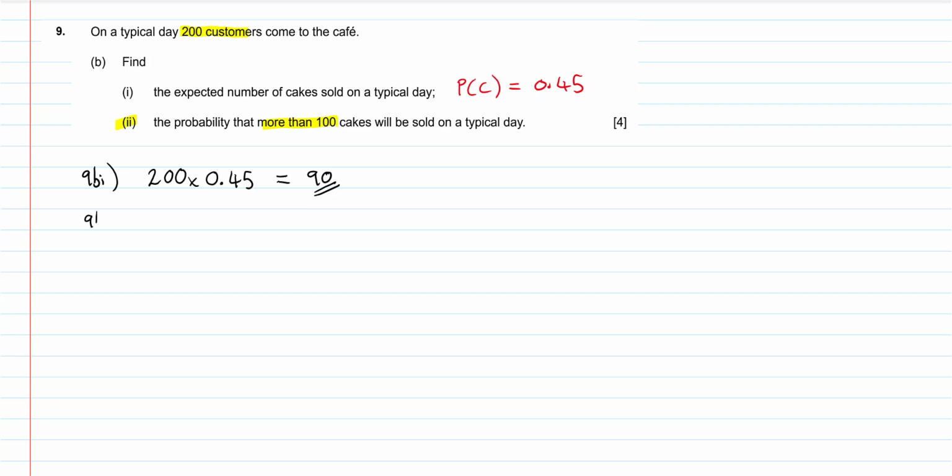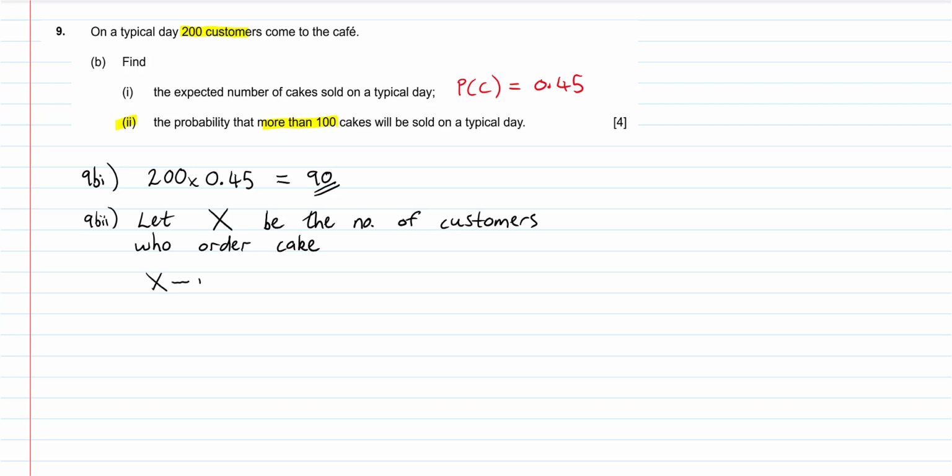So then what we can say, well, if we let X be the number of customers who order cake, then we can say that X is binomially distributed and our number of trials is 200 and the probability of success is 0.45. So what we want to find then is the probability that X is greater than 100. So that's going to equal 1 minus the probability of X being less than or equal to 100.